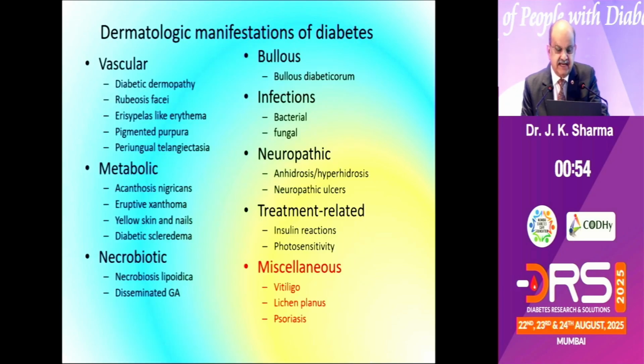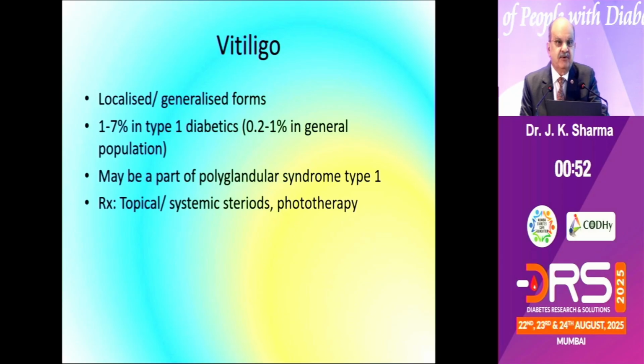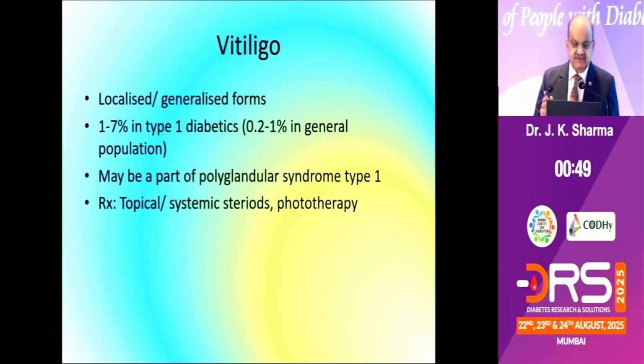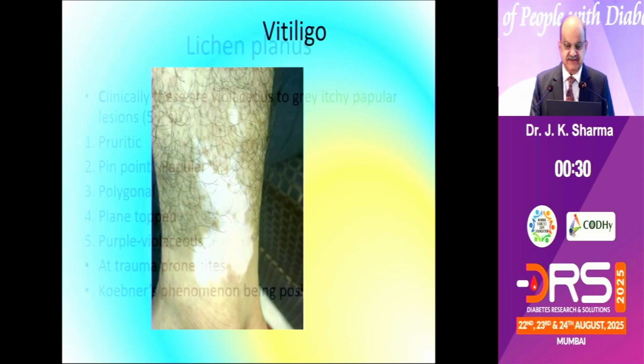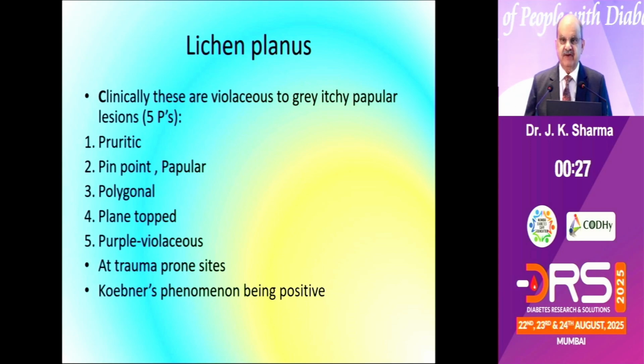Now I come to miscellaneous. Vitiligo, localized generalized forms, 1 to 7% in type 1 diabetics, may be a part of the polyglandular syndrome type 1, and treatment again, we don't know what treatment it is. But this is the common picture which you have seen. So this is also related to diabetes. This is vitiligo. Then lichen planus, very common, and you must know: pruritic, pinpoint papular, polygonal, flat topped, violaceous to grey itchy papular lesions.